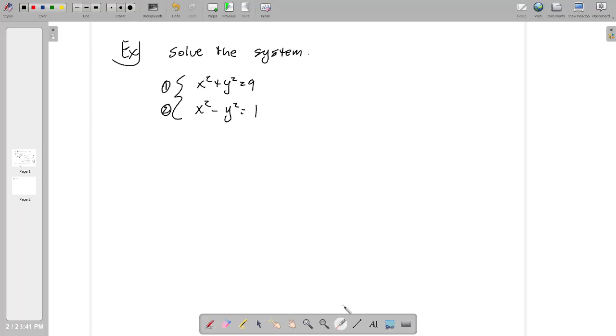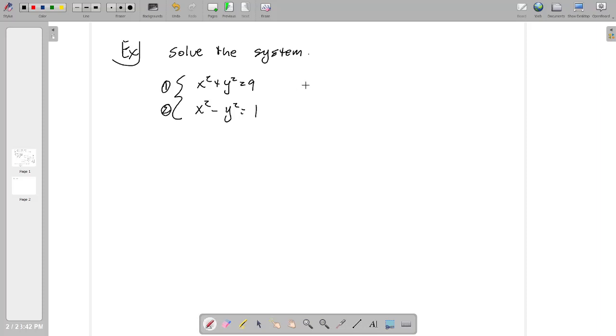Now we could do substitution, and substitution actually wouldn't be too bad here. So you can solve for x squared or y squared in one equation and then plug it into the other. You do not want to solve for y and x. You want to solve for x squared or y squared because we have an x squared and y squared everywhere. There is no x, there is no y, just x squareds and y squareds. So you would want to solve for x squared and y squared to save yourself some time.